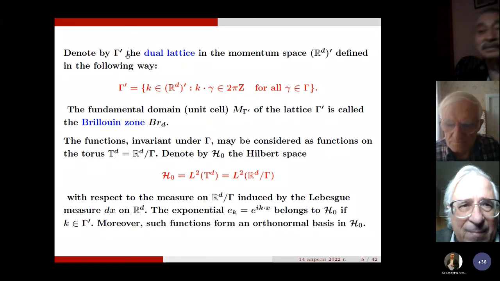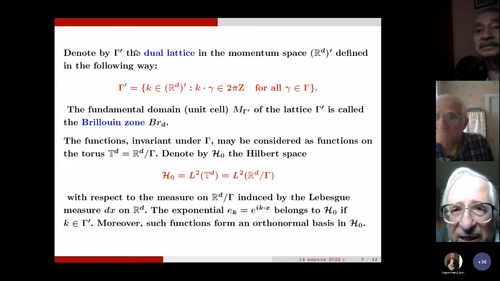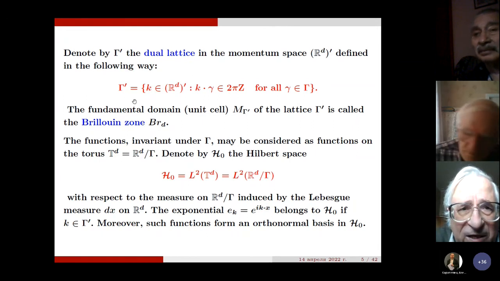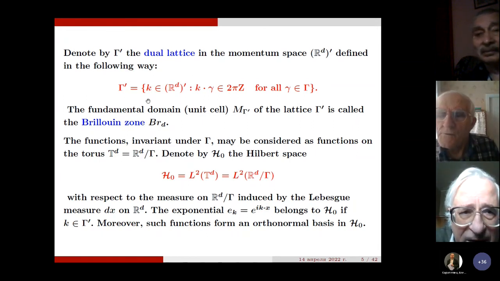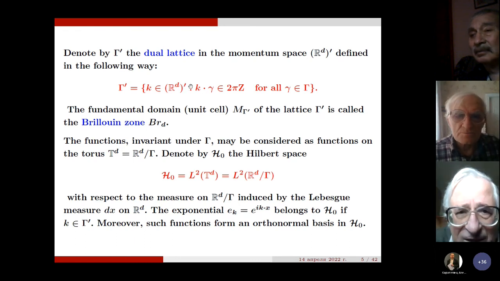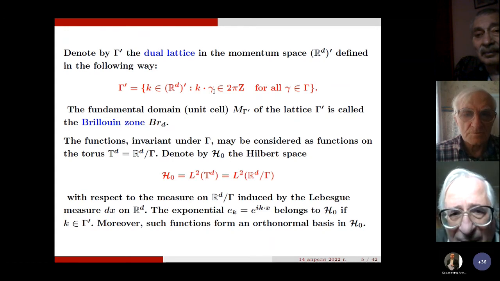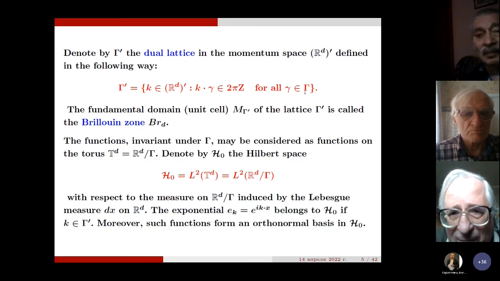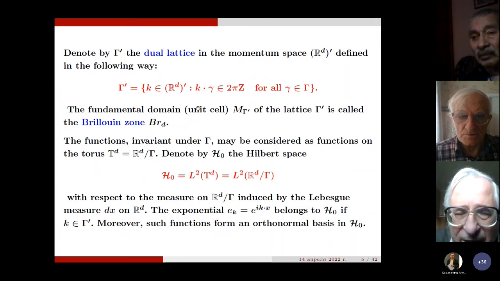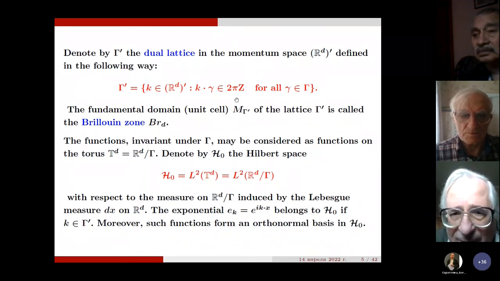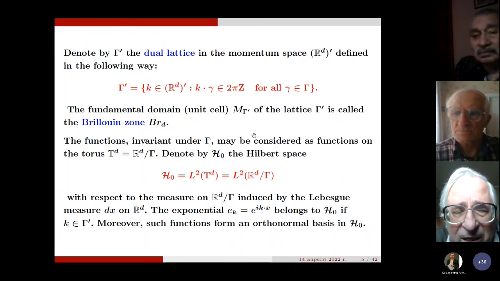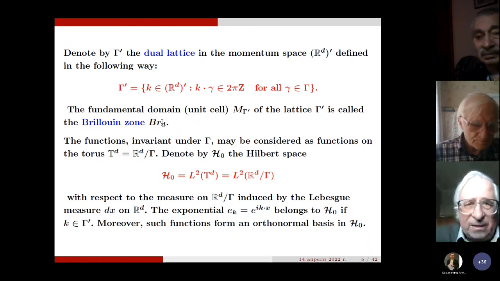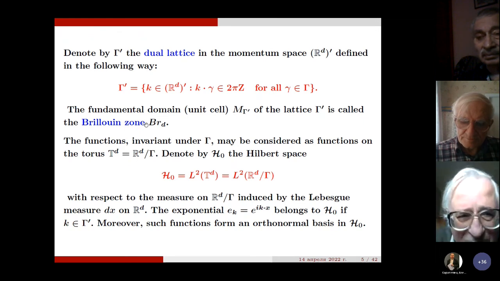We also consider the dual lattice Gamma prime in the momentum space R^d prime, which is defined in the following way. This Gamma prime consists of the vectors k from R^d prime, such that the scalar product between k and gamma is an integer, up to a coefficient, for all gamma from Gamma. The fundamental domain, or in other words, a unit cell, which I denote by M_Gamma prime, of the lattice Gamma prime, is called the Brillouin zone, which is the torus. And this Brillouin zone plays an important role in what I shall speak about later.